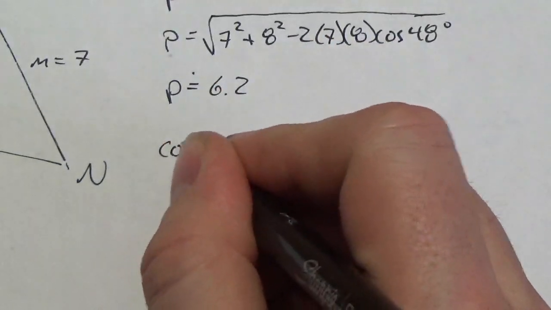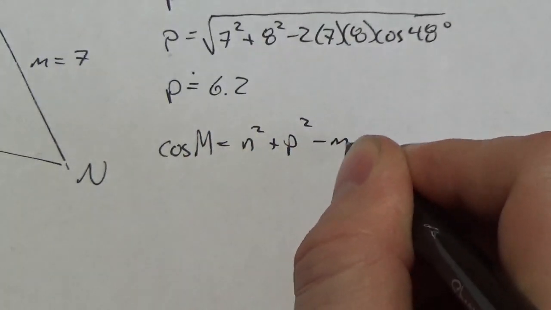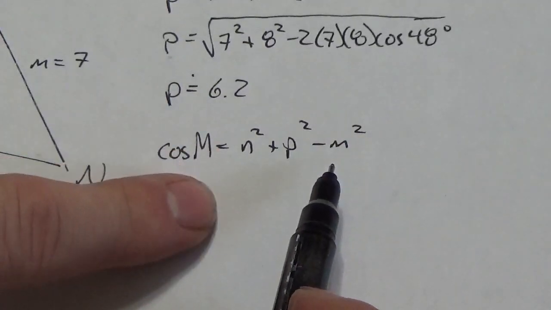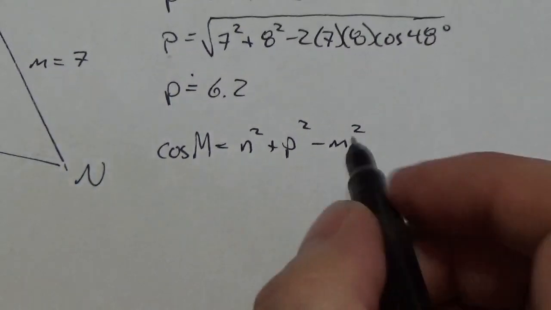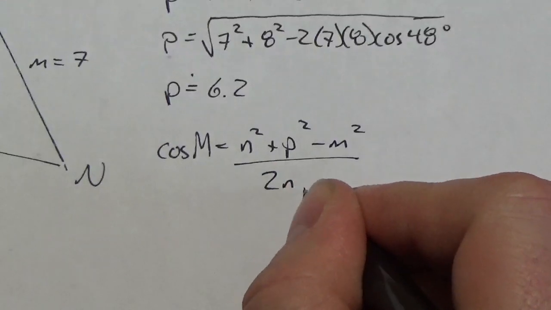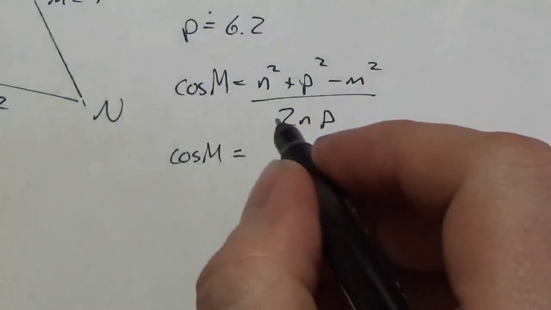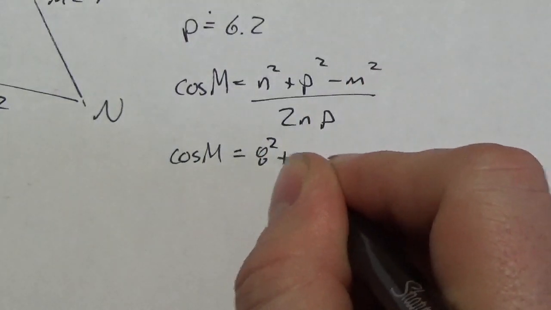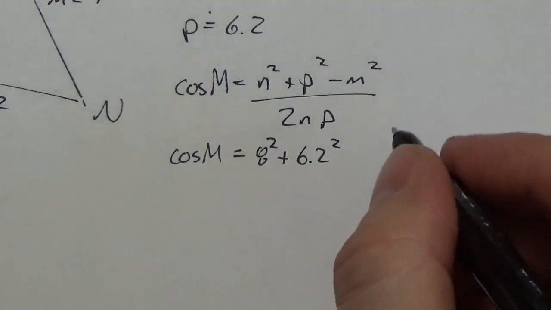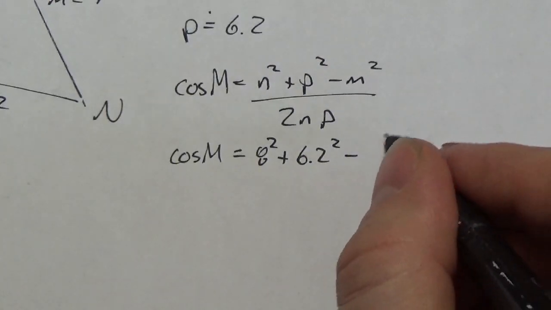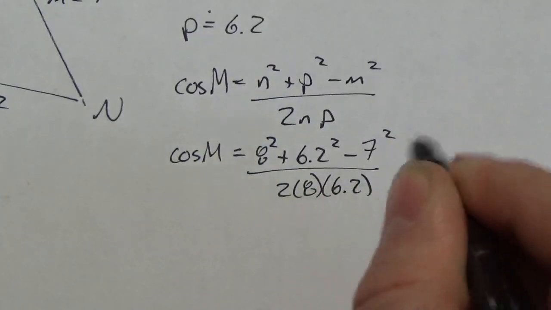So this is going to be the cosine of M will equal N squared plus P squared minus M squared, because remember that's what I'm looking for, and I know I keep saying that. I really want you to make that connection here so that you don't accidentally write this out incorrectly, over 2np. So the cosine of M, okay, is going to equal N, which will be 8 squared, plus P, which will be 6.2 squared, but I'm going to use that entire decimal that my calculator gave me, at least as much of it as it remembers, minus 7 squared, all over 2 times 8 times 6.2.